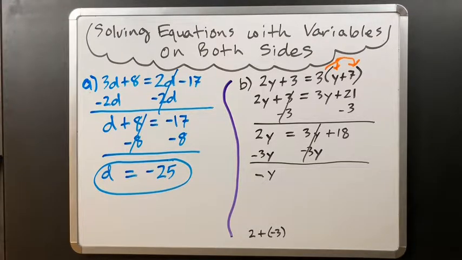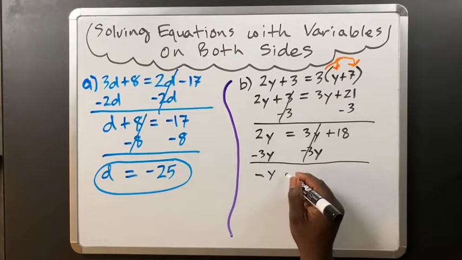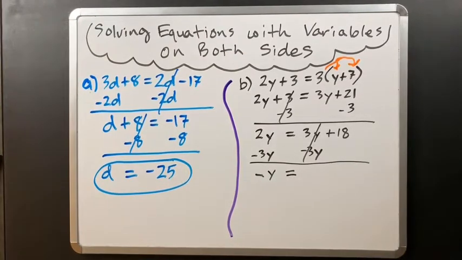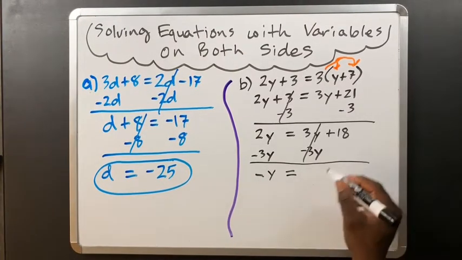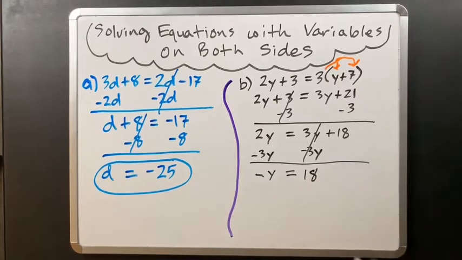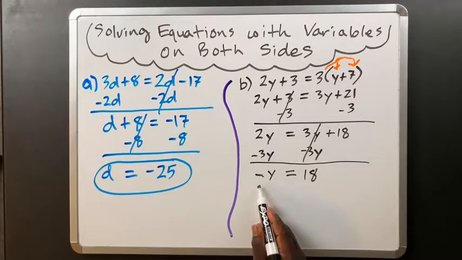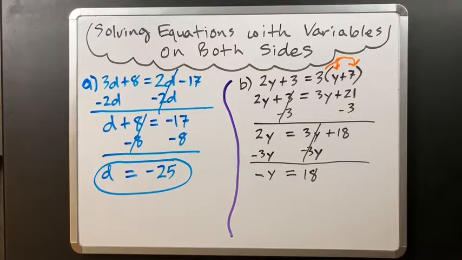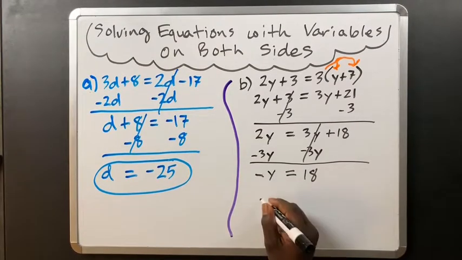Looking pretty good. And let me go ahead and get rid of that so it doesn't create any confusion here. Bring down the equal sign, and that is equal to positive 18. But we have a coefficient, negative 1, in front of y. So we have to get rid of that. So I'm going to bring that down.